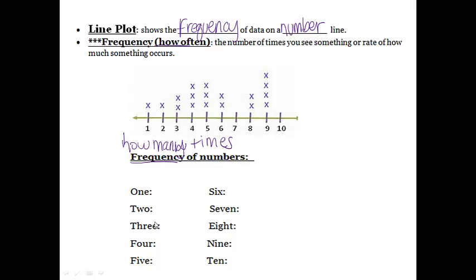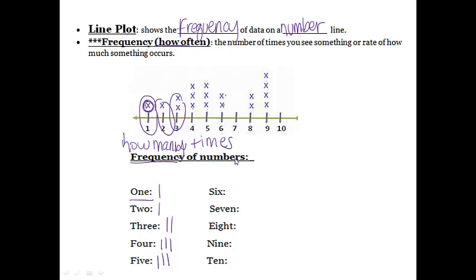So how many times did 1 show up? Well, you come up here. Now these X's mean it only happened 1 time. So we put a tally mark and it's just going to be 1. 2 happened how many times? Just once. 3 was twice, so we're going to put 2 tally marks. 4 happened 1, 2, 3 times. 5 happened 1, 2, 3 times.